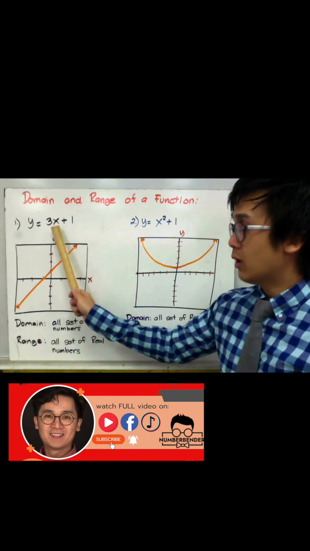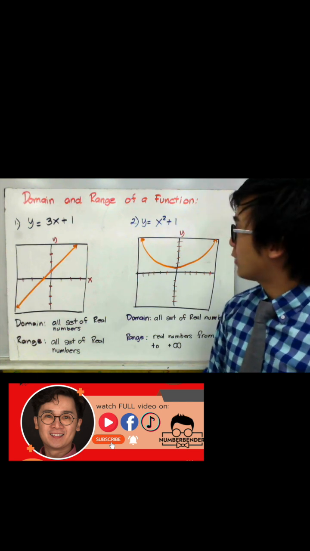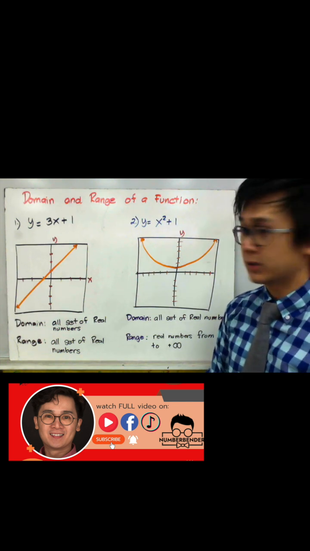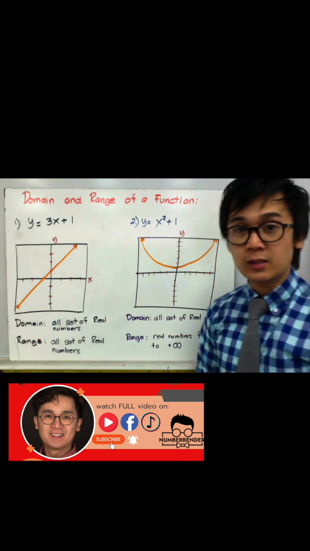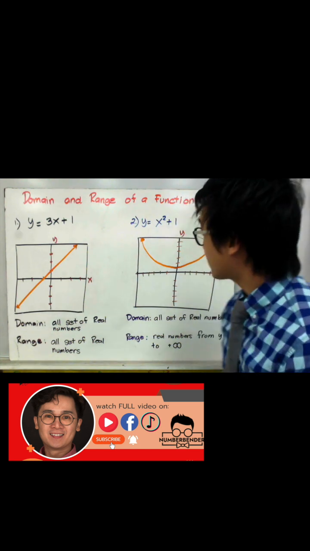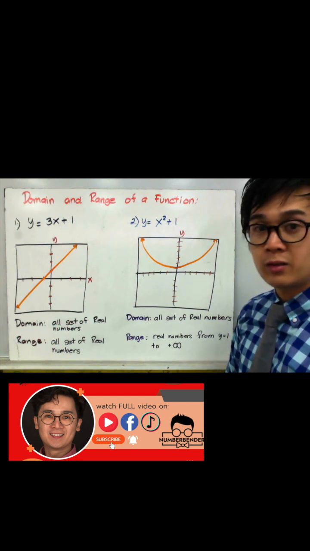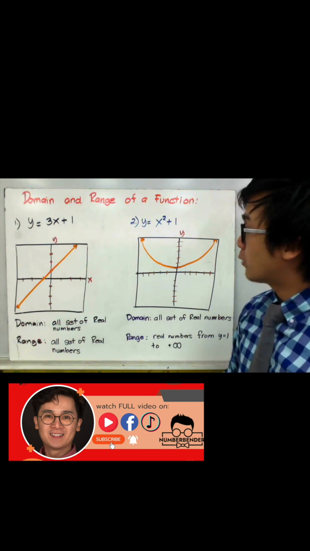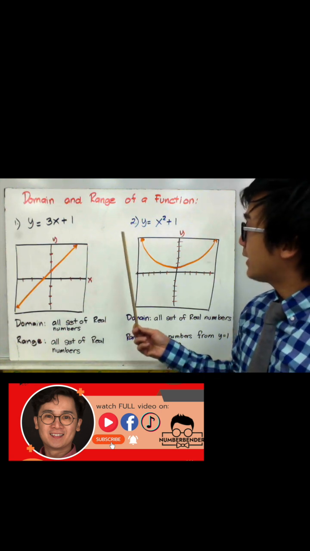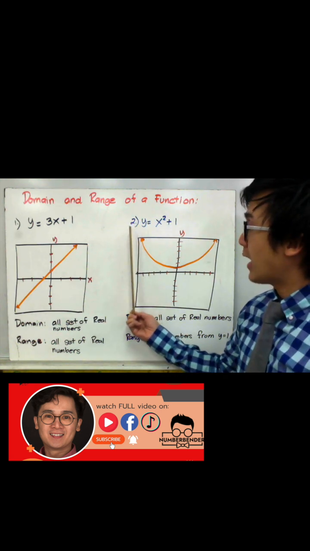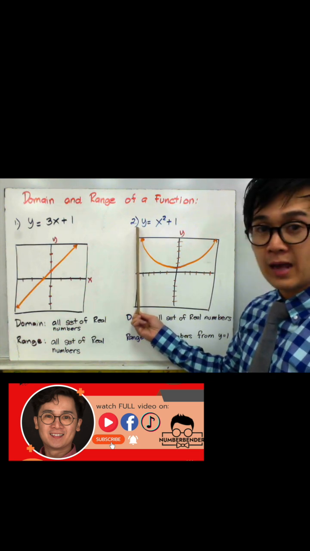Now for example number 2, we have a different equation, and that equation is y equal to x squared plus 1. And x squared plus 1 is a quadratic equation represented by a parabola. Now in this parabola, we're still going to describe the domain and the range by looking at the graph. And just like what we did on example number 1, we're going to use our ruler and see if we are going to touch every single point on the graph of your parabola from left to the right.